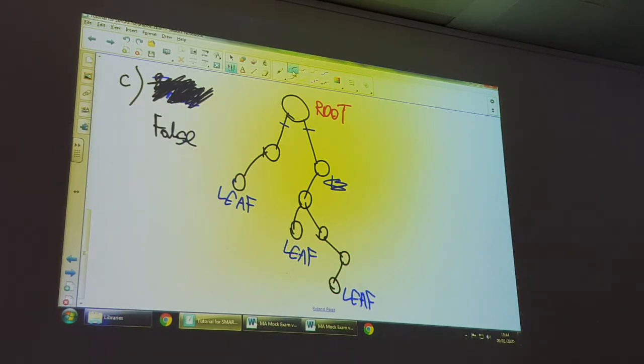Statement C: root node cannot have children. Yes, it can have children. If it doesn't have a child, imagine our binary tree with only a root node but no children. That's a very boring binary tree, very useless in terms of storage of data and other applications. So root can have children, therefore C is false.